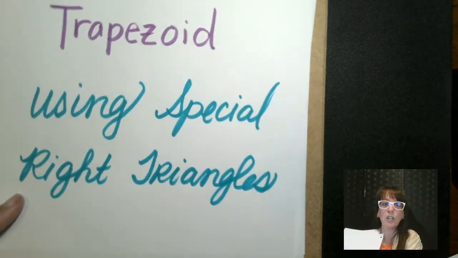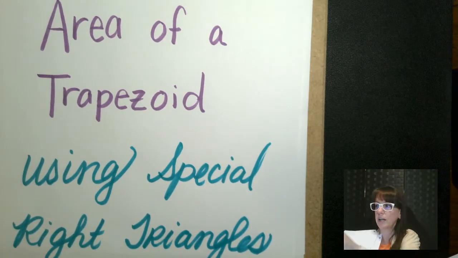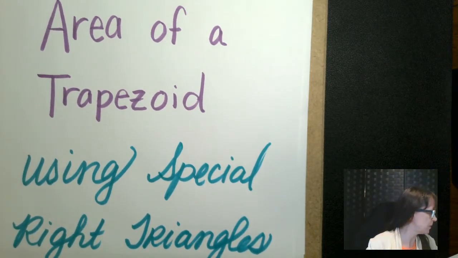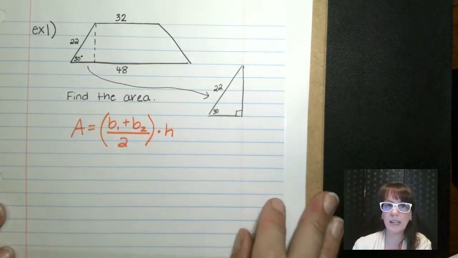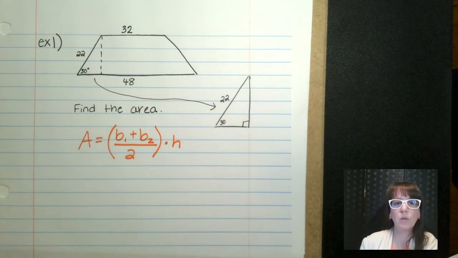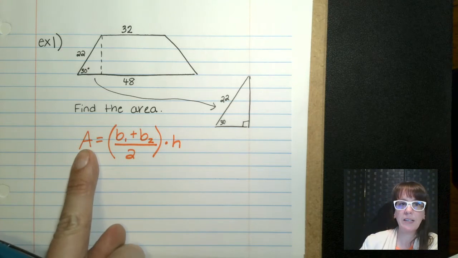Okay, so area of a trapezoid using special right triangles. Area of a trapezoid using special right triangles. I'm leaving that there for the people who were scrolling. Okay, so now that you've scrolled to here, we're going to take a look at example number 1. Example number 1. So a quick refresh on finding the area of a trapezoid.